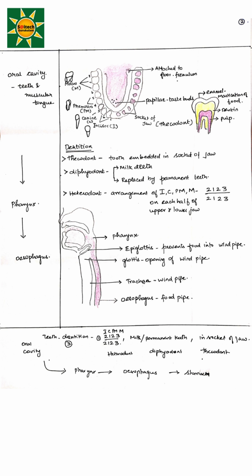So to summarize, we have the tongue and the teeth in the oral cavity. This is followed by the pharynx and towards the esophagus. We have 32 teeth arranged inside the oral cavity, and we have three different dentitions: thecodont, diphyodont, and heterodont. And the tongue is a muscular tissue which is attached by frenulum, and it has papillae, which are little bumps that help in gripping the food, and it also contains the taste buds.